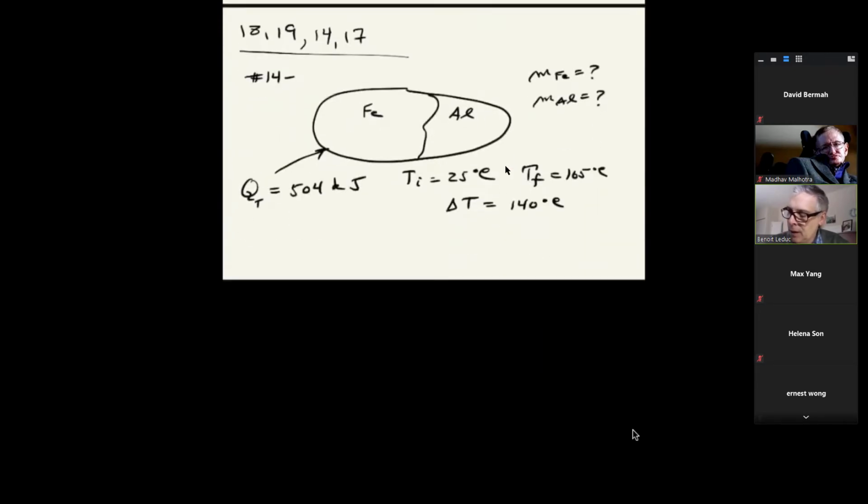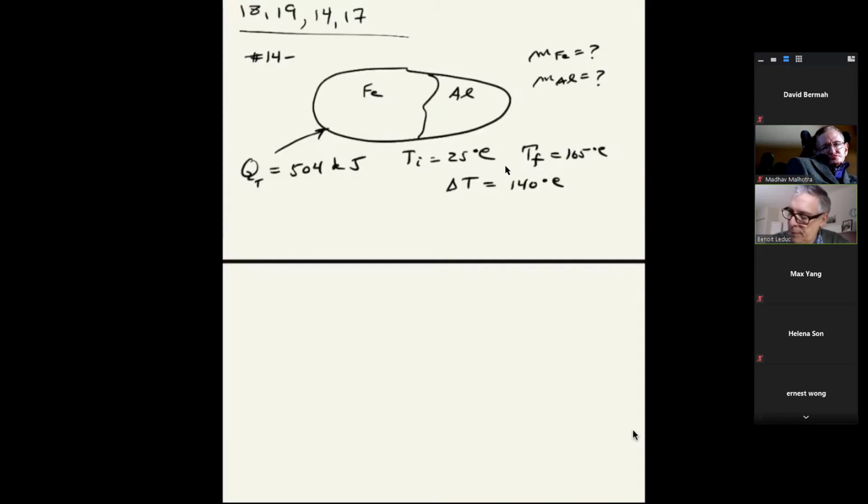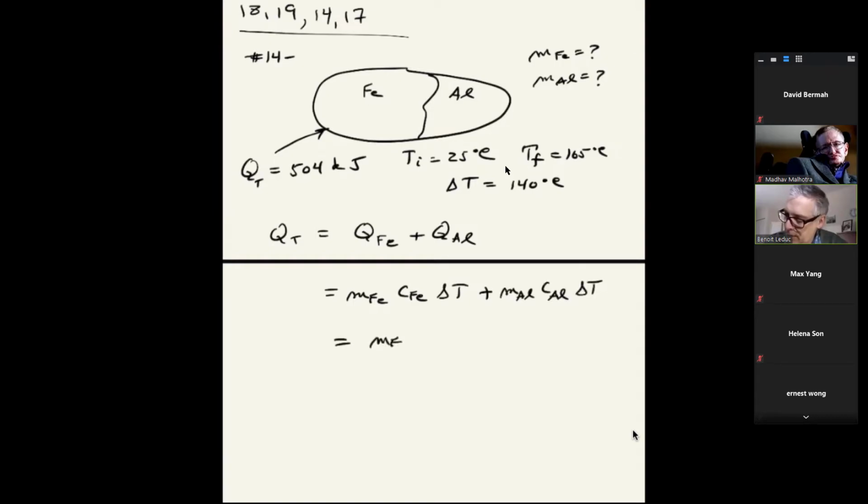Okay, so let's look at this. The total thermal energy will be equal to the energy that goes into the iron part plus the thermal energy that goes into the aluminum, right? So it's the mass of the iron times the specific heat capacity of the iron times delta T, plus the mass of aluminum times the specific heat capacity of aluminum times delta T. Now I can factor out delta T because it's the same.